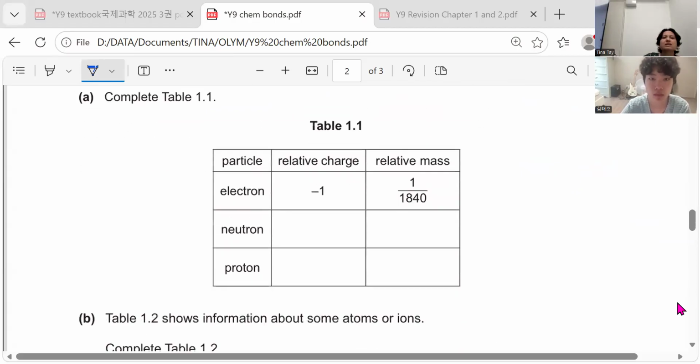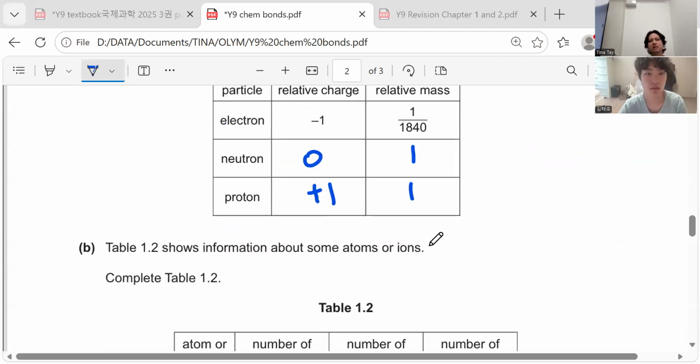Okay, this one is from the first chapter. Relative charge is 0, positive 1, 1, 1. Okay, relative mass. It's not very easy.